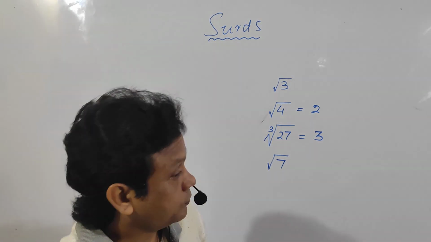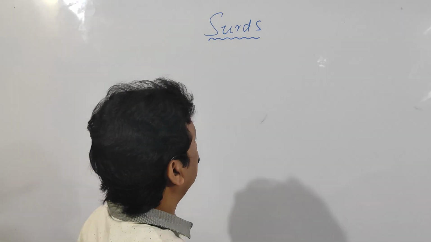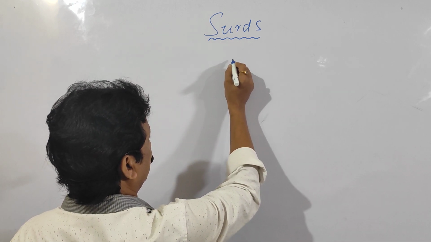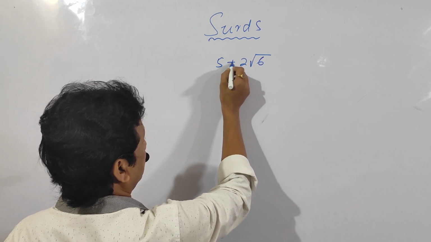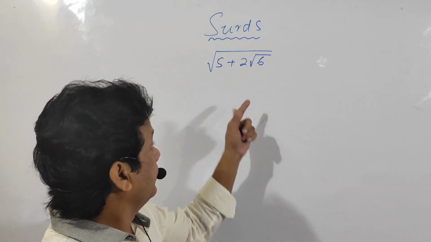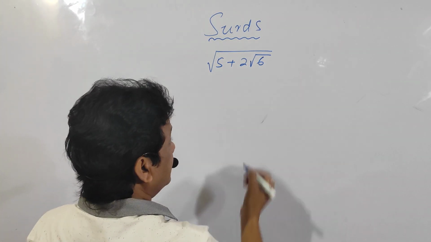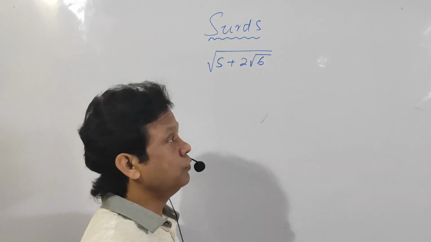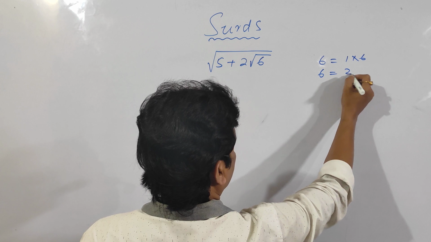Okay. Now, how to simplify surds? I am going to give an example. See here. How to simplify this one? Okay, first of all, I am going in a detailed process. 6 can be divided into 2 parts. You should divide or split 6 into 2 parts. And 6 can be written as 1 into 6, and 6 can be written as 2 into 3.